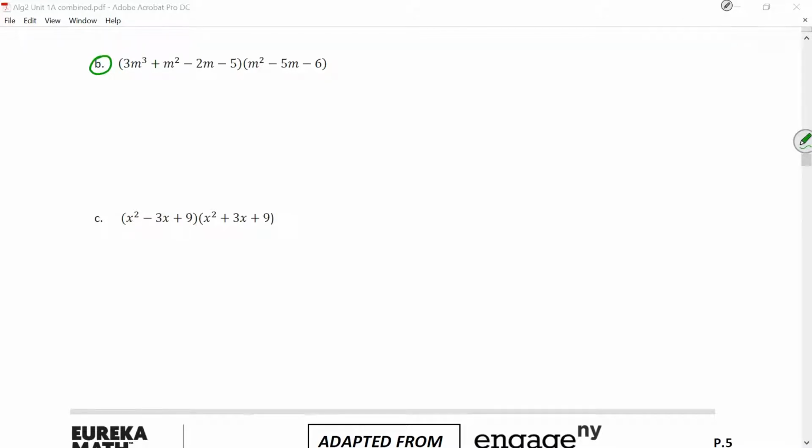Now, first of all, are they in descending order? They're in standard form, both of them, okay? And there's no missing term. That's an important piece to point out. There's no missing m squared term or m term or any missing terms, anything being skipped. So I have 3m cubed, okay, plus m squared minus 2m minus 5. Okay, that's kind of my top.